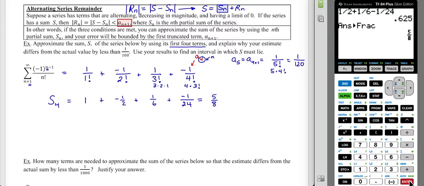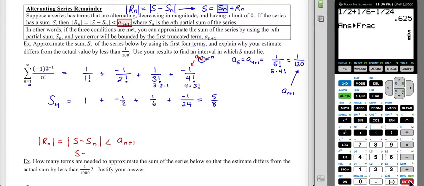All right. The a sub n plus 1, that a sub 5, that's our upper bound. So if we know that this relationship is in play here, we know that the absolute R sub n is going to be equal to the absolute S minus S sub n, which is in turn going to be less than a sub n plus 1. So we got some of this already.